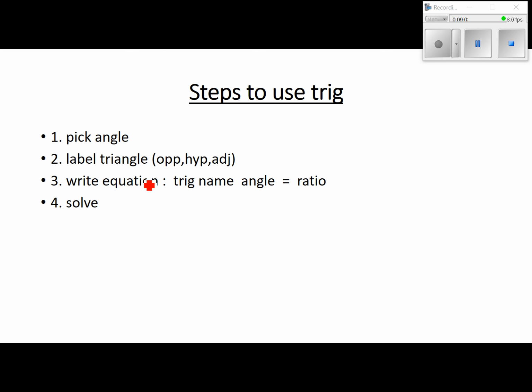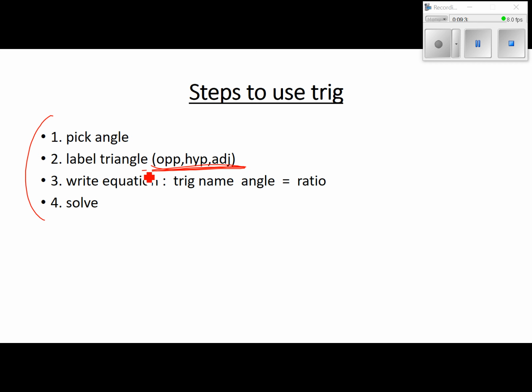Steps. These next 3 slides are very, very important. I'm going to go through them quickly so I can do the examples. Each time, you've got to do all 4 of these things. You're going to pick an angle. If we're looking for an angle, then that's the angle you pick. If they tell us an angle, not the right angle, then we're probably going to pick that angle. Label the triangle: opposite, hypotenuse, adjacent. You've got to do that every time.